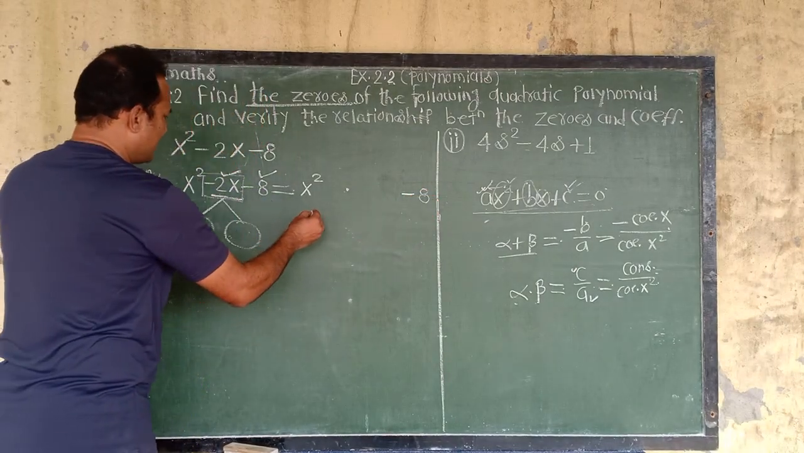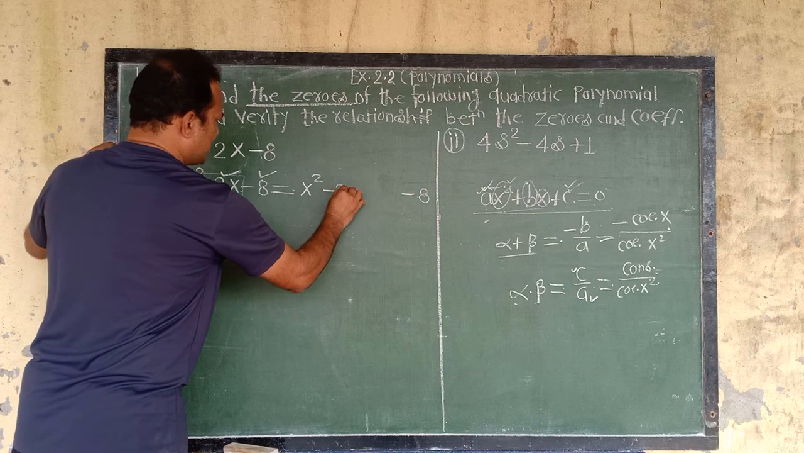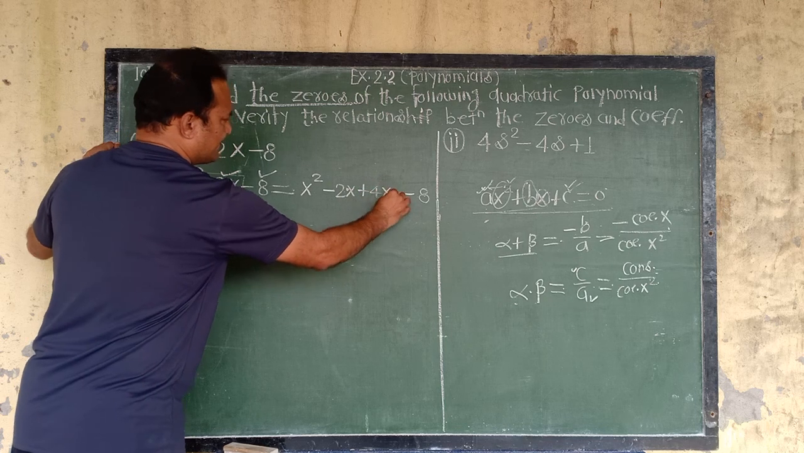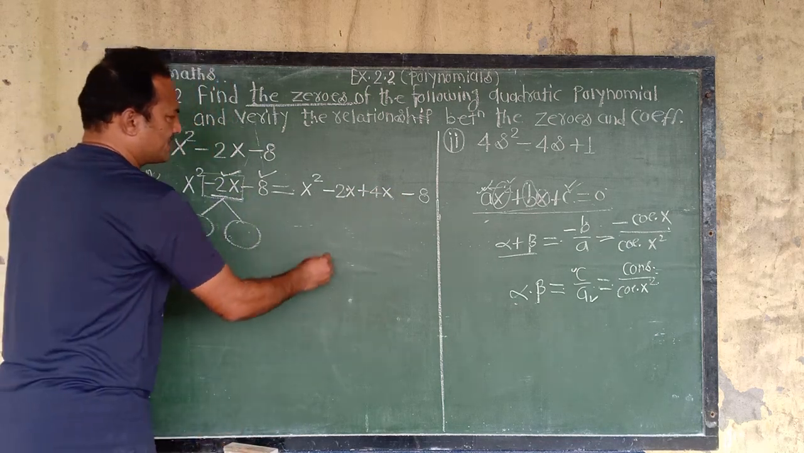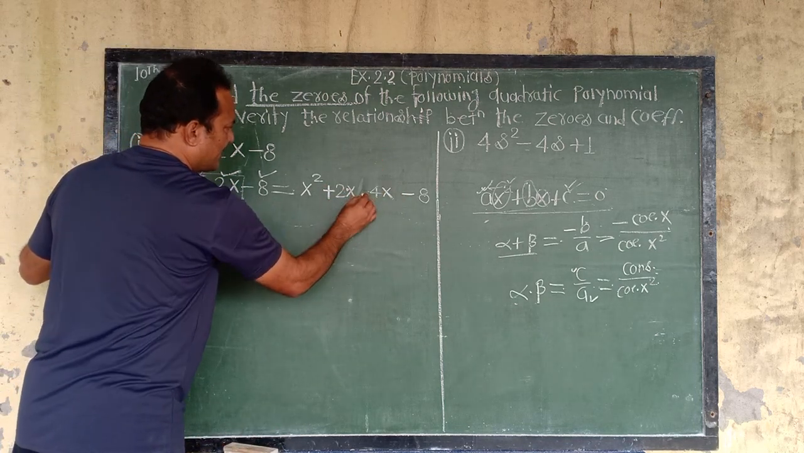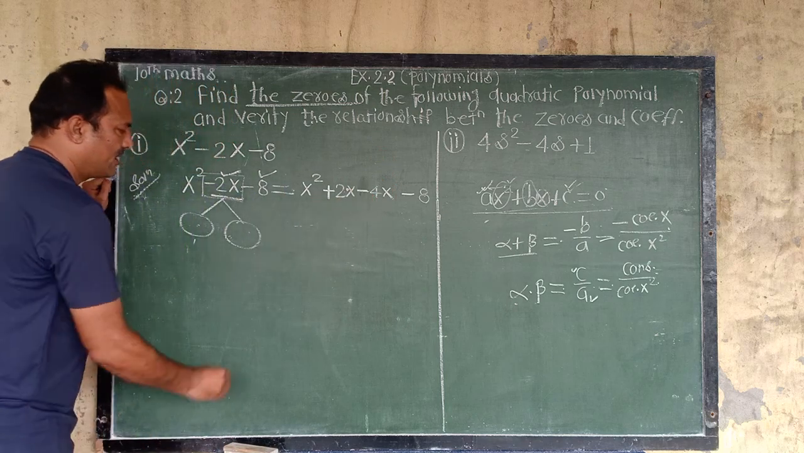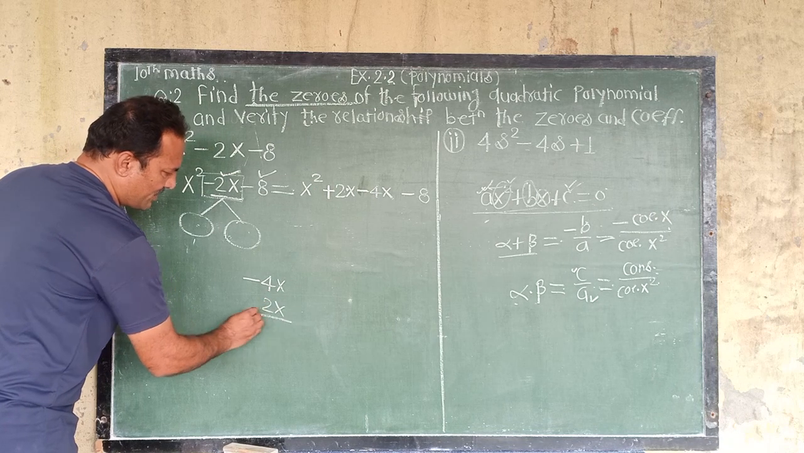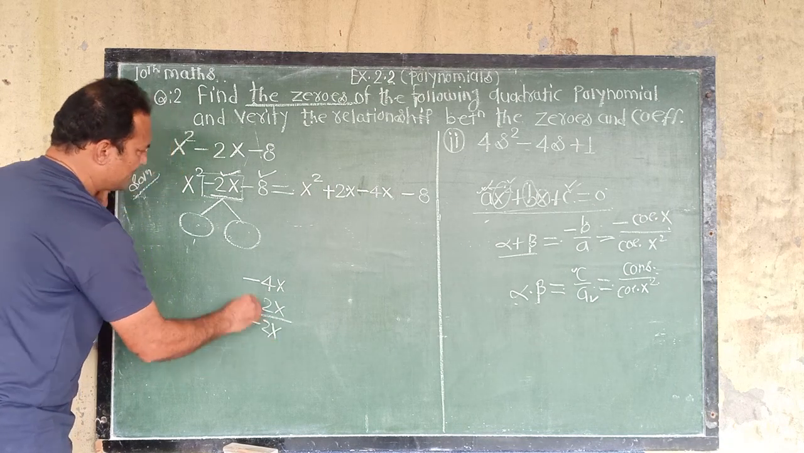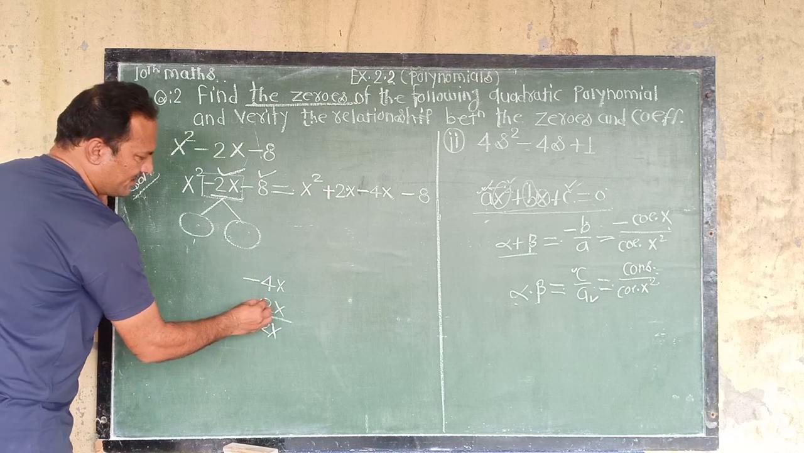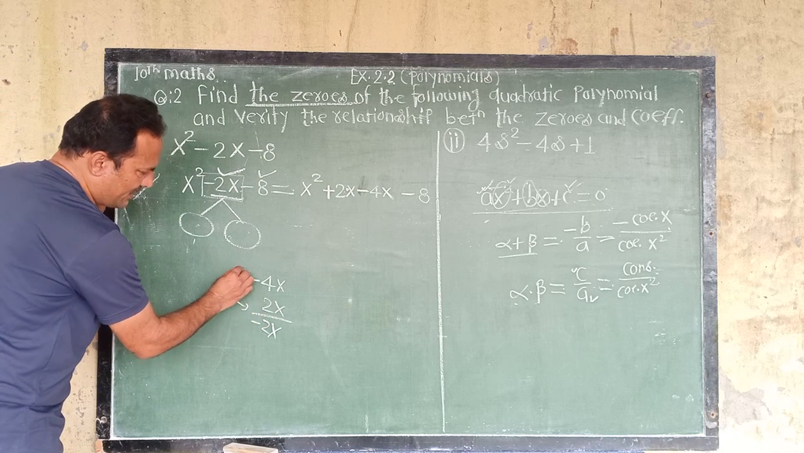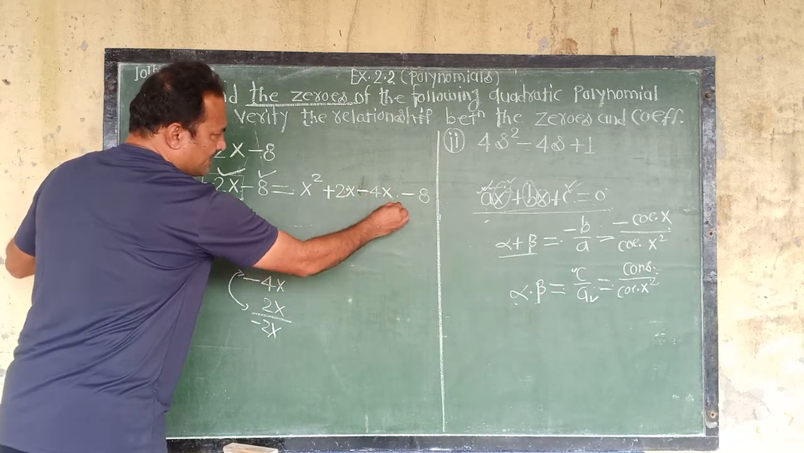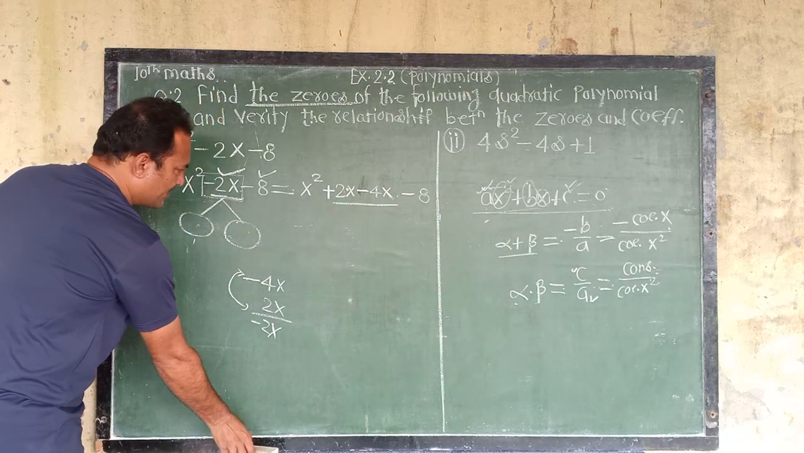Then here we will write minus 2x plus 4x, or write plus 2x and minus 4x. From minus 4x, if we add 2x, we get minus 2x. And if we multiply minus 4 by 2, we get minus 8. Then this is the factorization of the middle term.